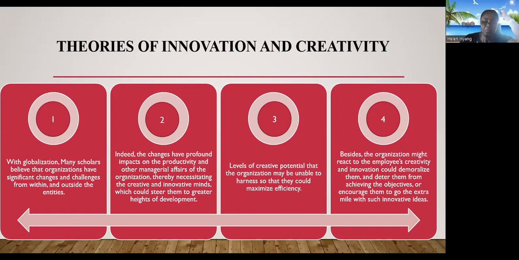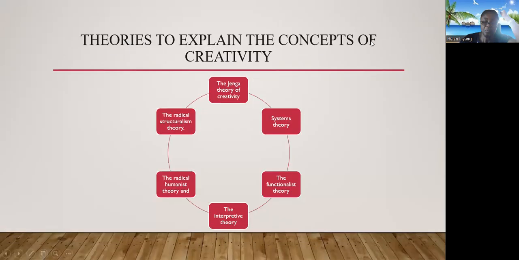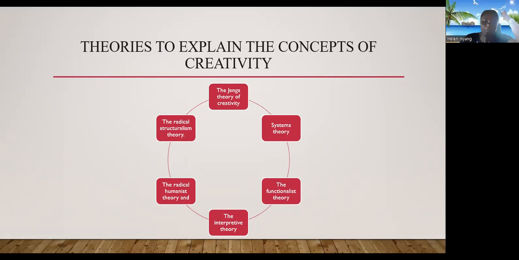Then let's look at the different theories themselves. These are the theories that explain the concept of creativity and innovation. Let's look at them one after the other. The first theory we are going to look at is the Jungian theory of creativity, followed by system theories, the functionalist theories, the interpretative theories, the radical humanist theories, as well as the radical structuralism theories. So we are going to consider them one after the other. We will speak briefly on each of these theories. So let's consider the Jungian theory.